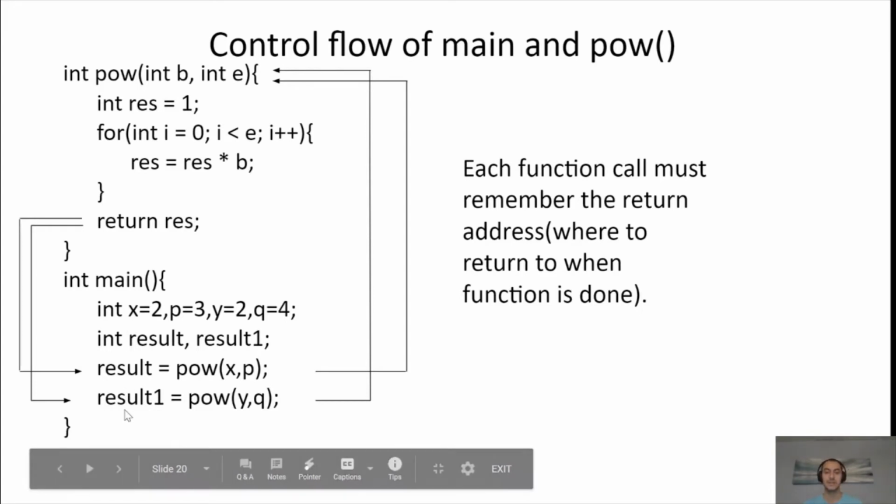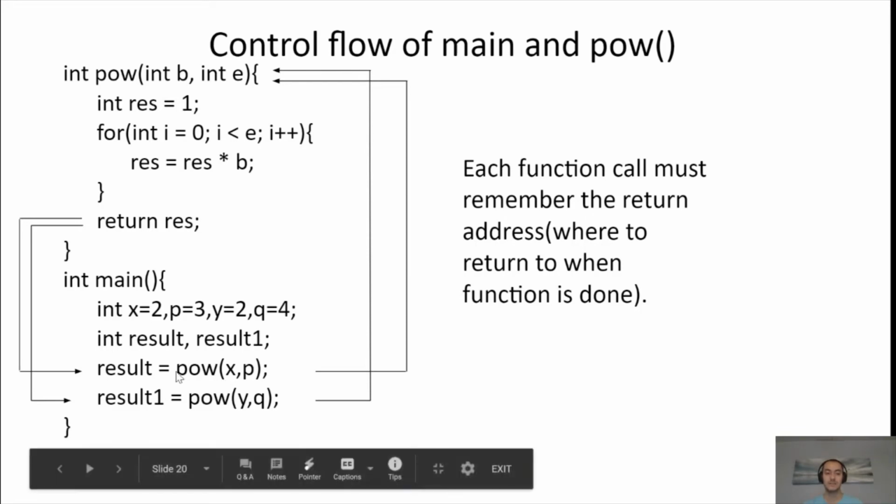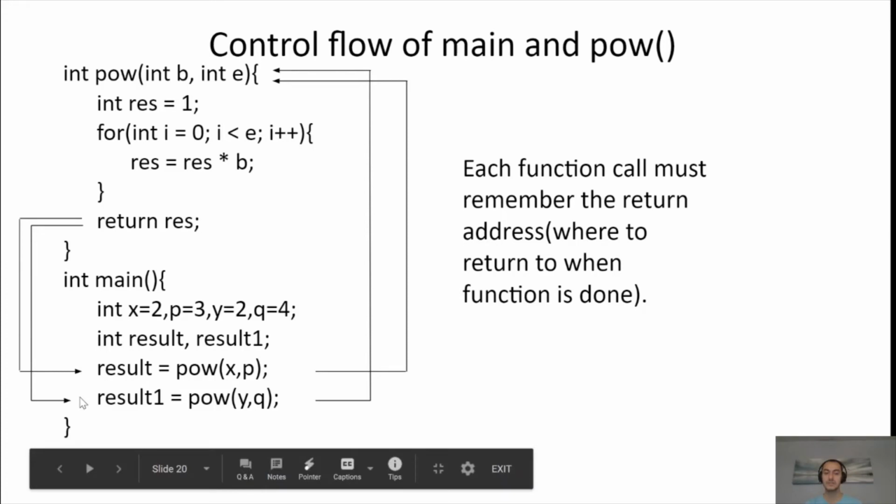So the question here is, how does the compiler or the processor know that when you are calling this function from two different places, both times you are going to the function, but you are returning to different locations? How does the processor know that it has to go back to this location or that location?